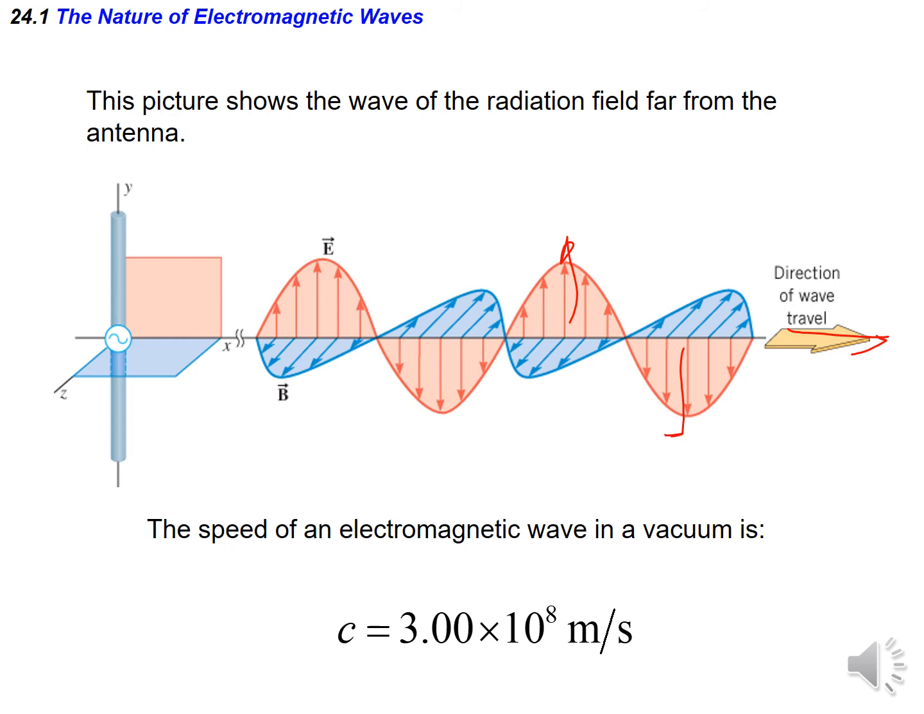So the speed of an electromagnetic wave in a vacuum is constant. That is 3 times 10 to the 8 meters per second. Since light is an example of an electromagnetic wave, and light has the same value, the speed of light is also 3 times 10 to the 8 meters per second.